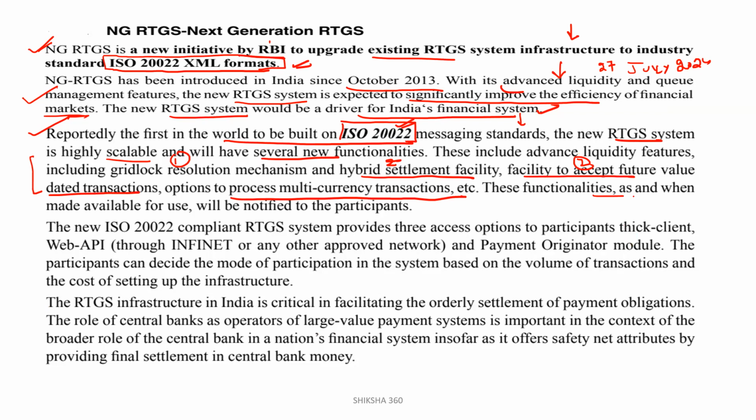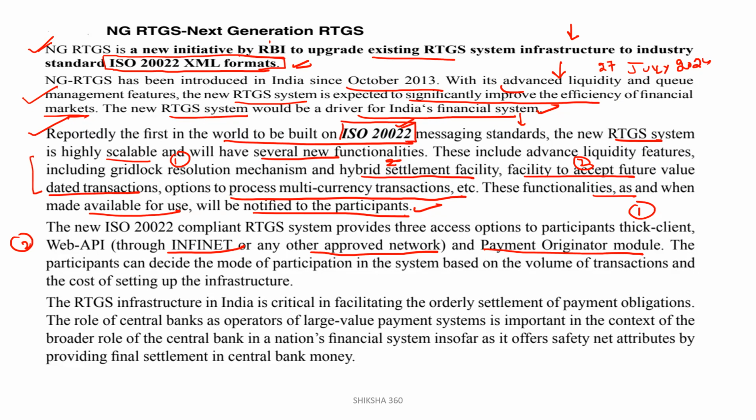These functionalities, as and when made available for use, will be notified to the participants. Further, the new ISO 20022 compliant RTGS system provides three access options to the participants. What are the three access options? First one, thick client; web API through Infinet or any other approved network; and the payment originator module.